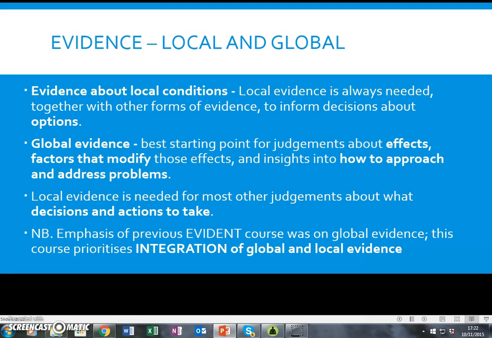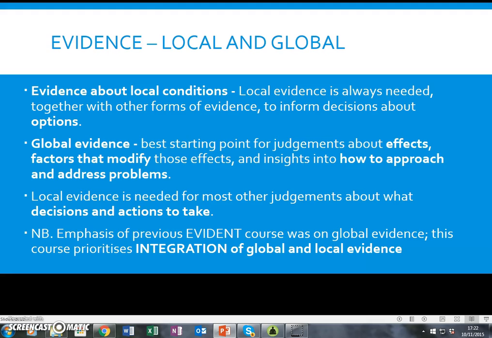So what is the role of evidence locally and globally? Well, we're always going to need evidence about local conditions. That's going to inform the decisions about the options that are available to us. But global evidence is the best starting point for judgments about effects, for judgments about the factors that modify those effects, and for insights into how to approach and address problems.